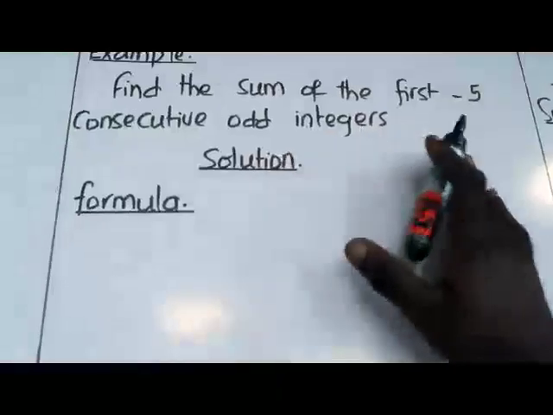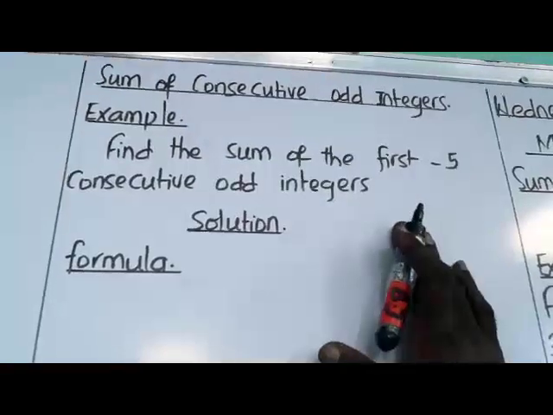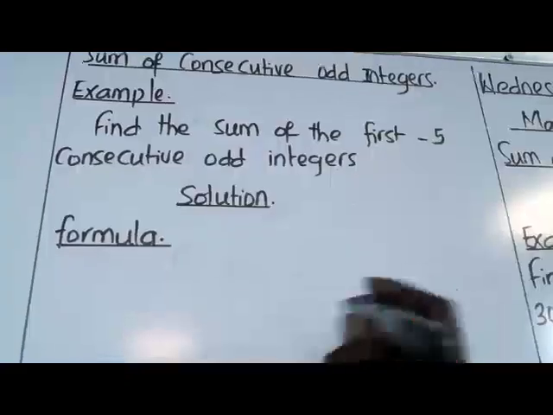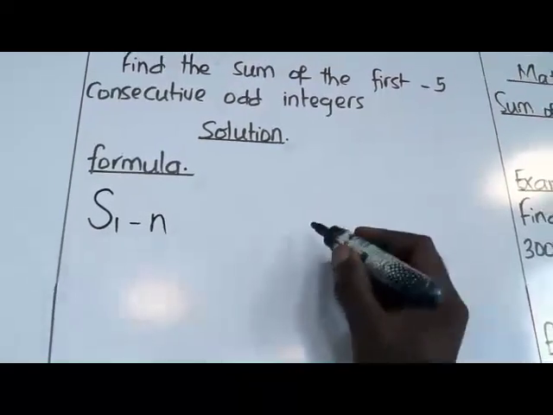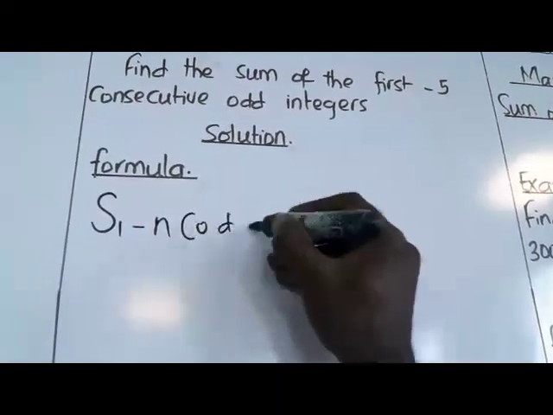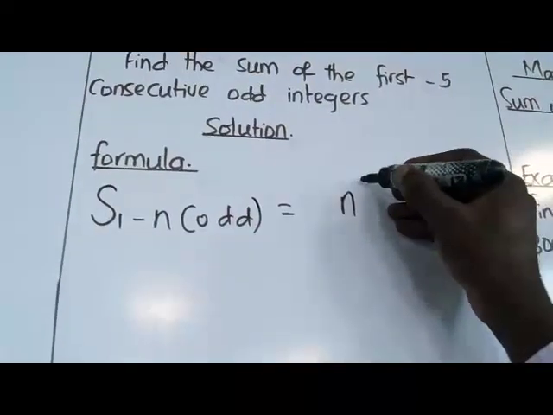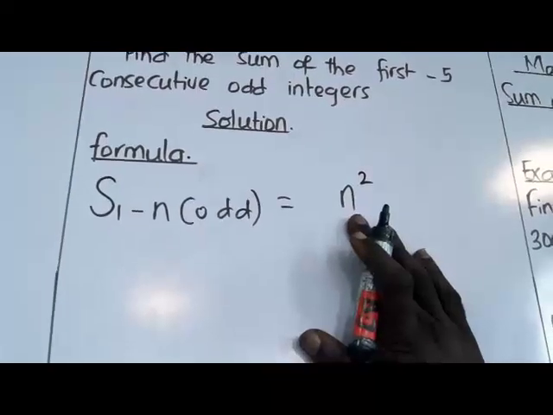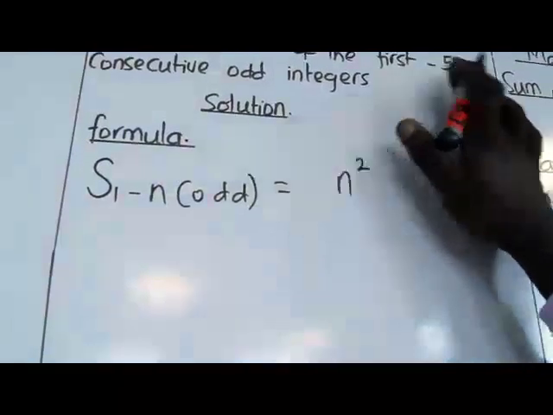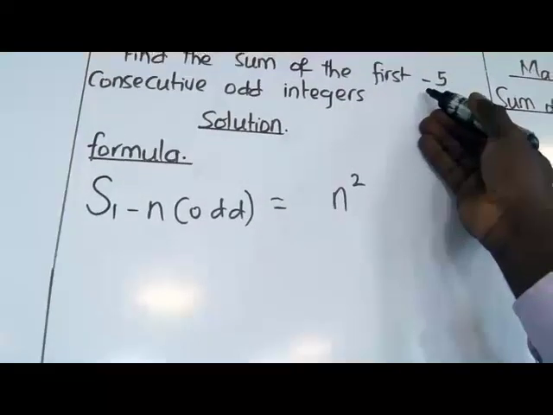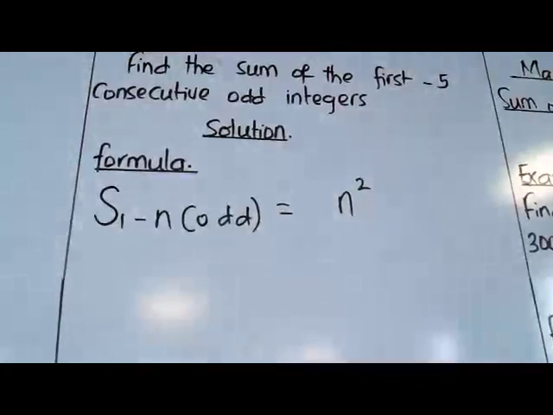Now, to find the sum of the first n, or 5, consecutive odd integers, I'm also going to introduce you to a formula. The formula says if you are finding the sum of the first n odd integers, it's just finding the square of n, the number of odd integers that are involved. So in this question, I'm finding the first 5. So there are 5 odd integers involved here. I'm going to square the 5, and that will give me the sum. So let's see how it goes.